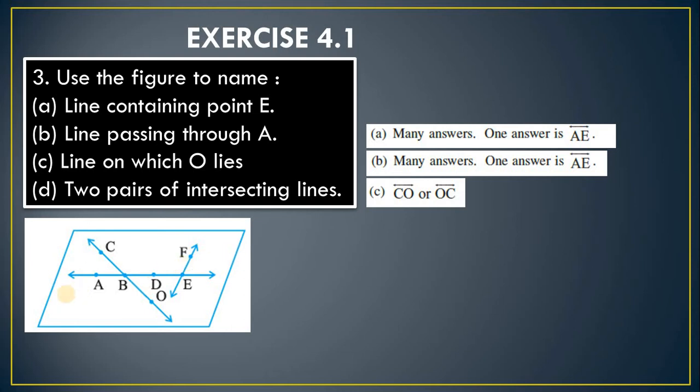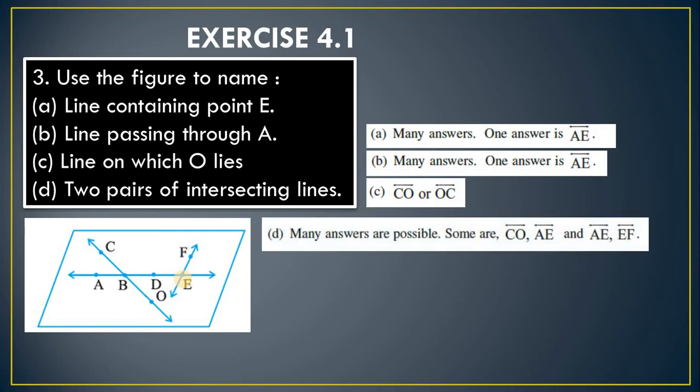Two pairs of intersecting lines: you can say here AD is one line, and you can take CO, and they intersect at point B. One more is AE, and this FE intersects at point E. So these are the two examples. You can take any one. Many possible examples are there.